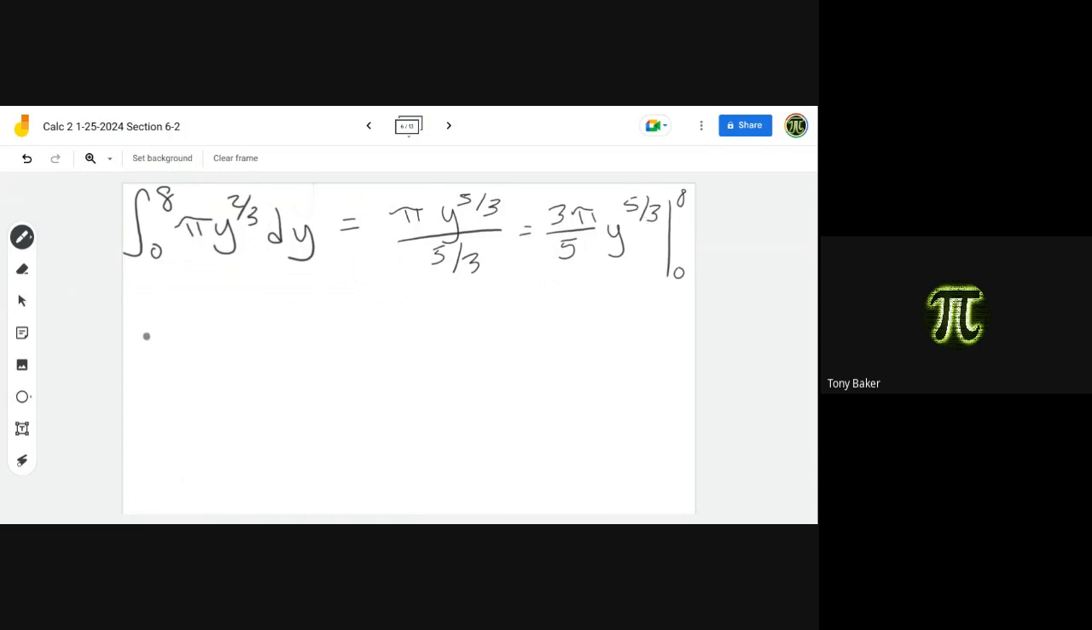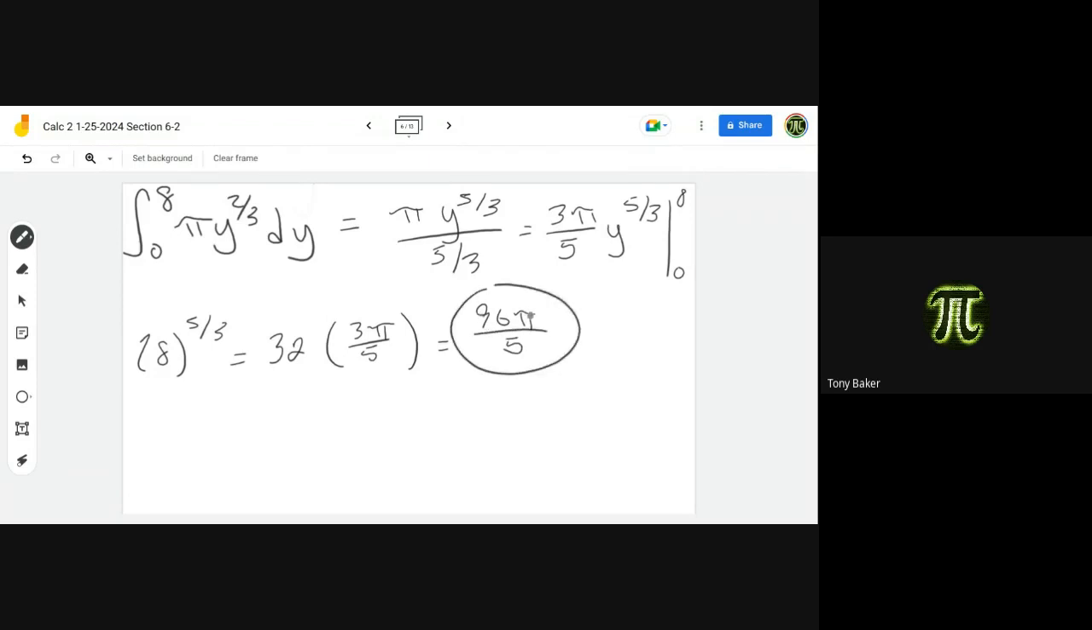So we'll just do 8 to the 5 thirds. For those of you who don't remember how to do this, you can pick either direction you want to go. In this case, doing the cube root of 8 is easier. So the cube root of 8 is 2. 2 to the 5th power is 32. So I have 32 times 3 pi over 5, which gives me 96 pi over 5. And that's my volume.